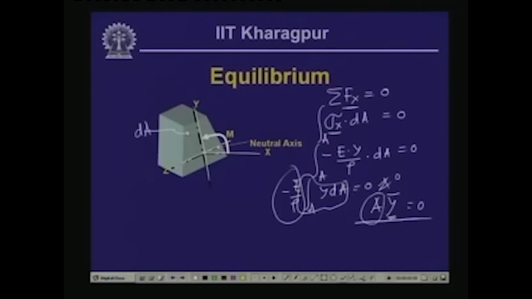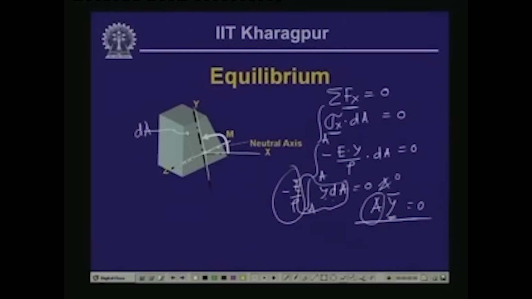That means this can happen if the centroid of the cross section matches with the origin; only then is the y bar of the whole area equal to 0. This signifies that the z axis must pass through the centroid of the beam.